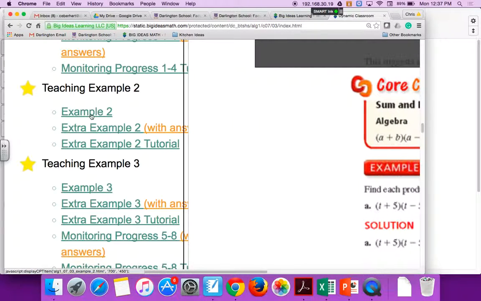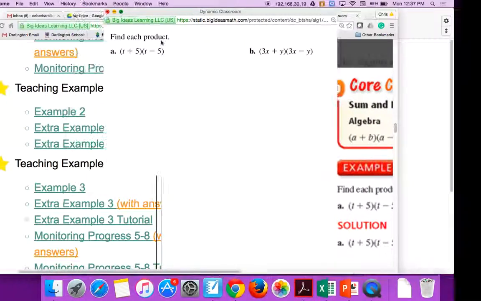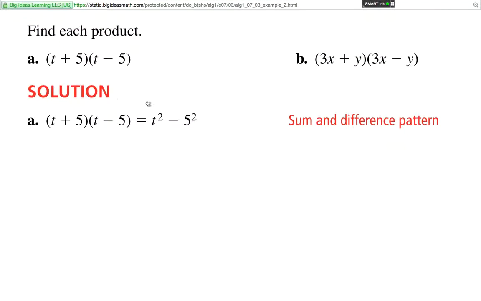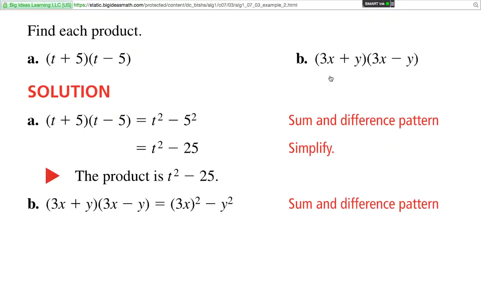So what does that look like? Example number 2: (t + 5) and (t − 5) multiplied together end up canceling out, giving t squared minus 5 squared, which is t squared minus 25. In letter B, we have (3x + y)(3x − y). Special case. 3x times 3x is 9x squared, and then y times y is negative y squared. Make sure you note that positive times positive and negative times negative are still obviously true.